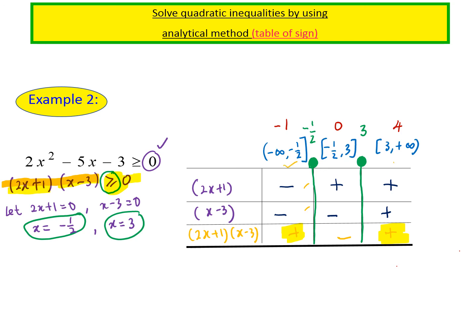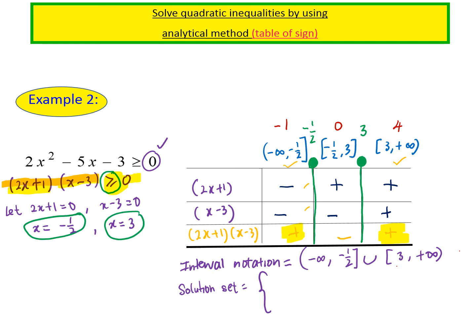My interval set will be these two intervals. So therefore, interval notation: I have two intervals, so I play with union because I consider everything. So it's negative infinity to negative half, open, close, union with close bracket 3 to positive infinity. And for solution set, I have curly bracket, the variable is x, so x such that x is smaller or equal to negative half, union means or, and lastly x greater or equal to 3.